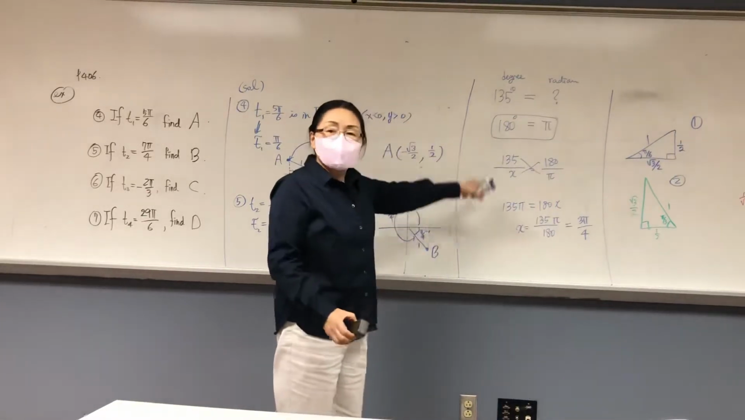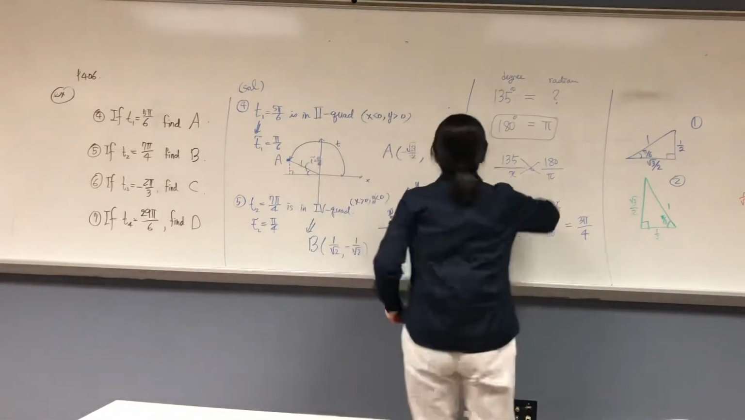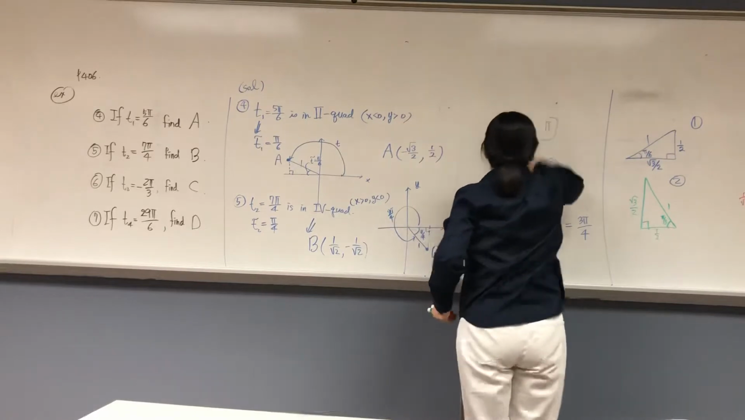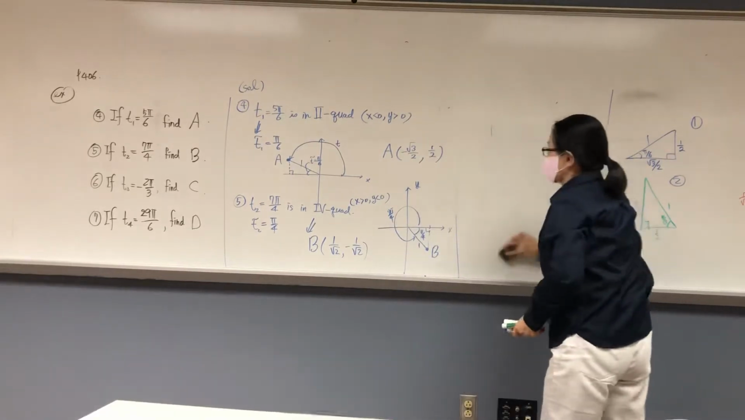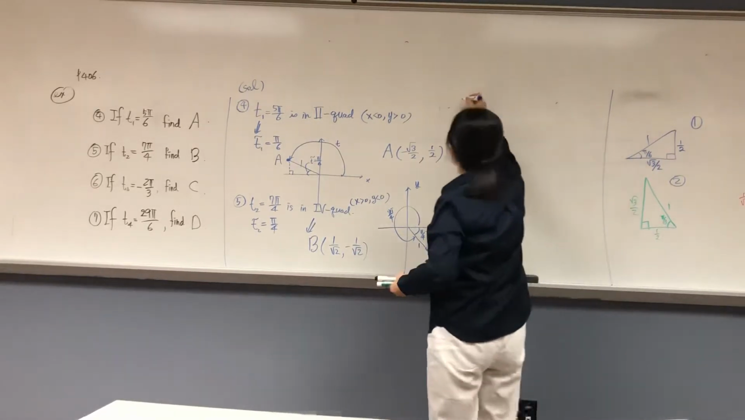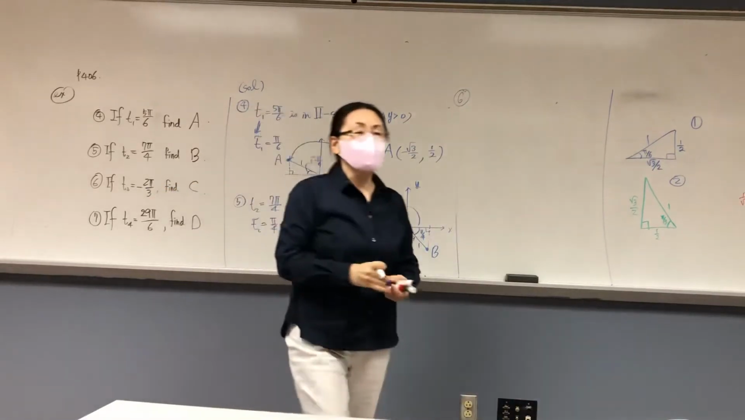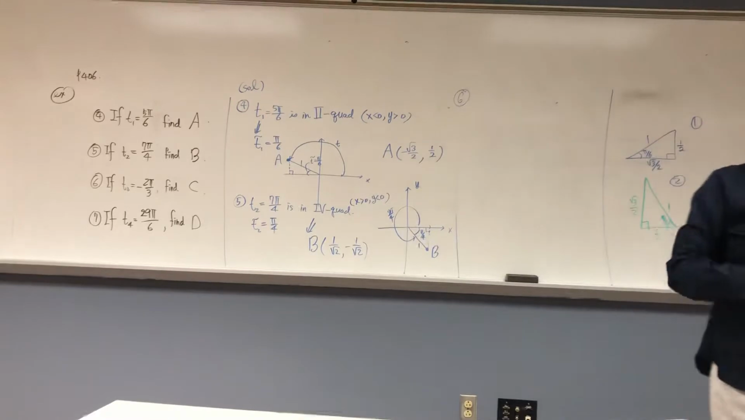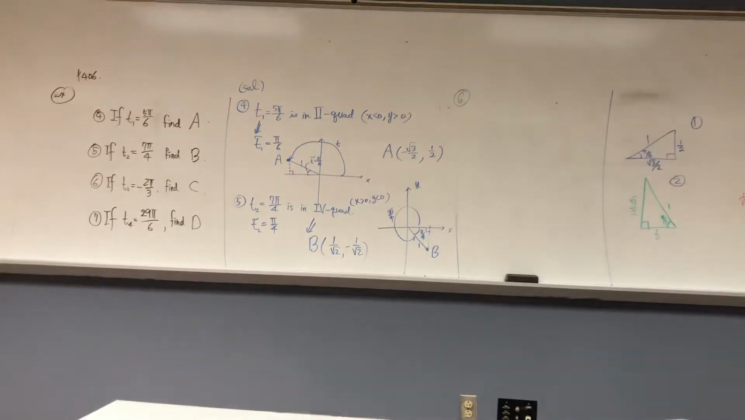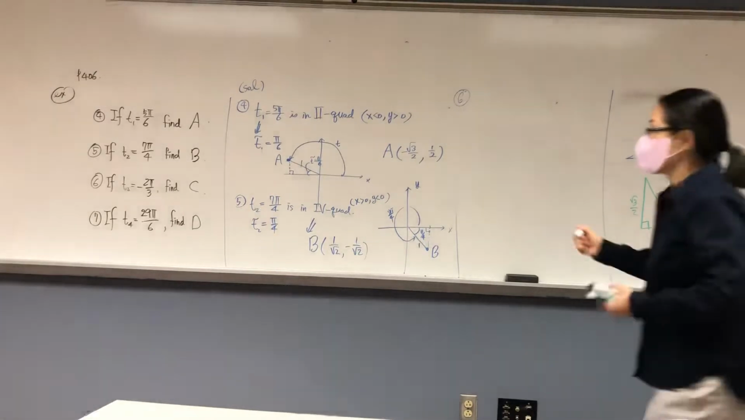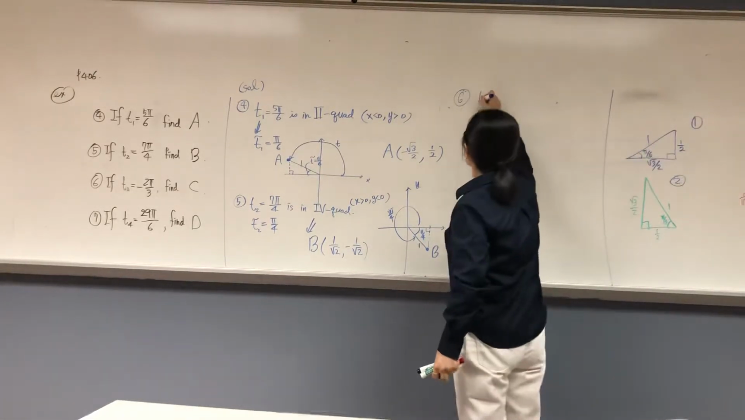Can I erase this part? Okay? How about 6? Negative 2 pi over 3. What does it mean? You go the opposite way, clockwise rotation. And then this angle is in which quadrant? 3. Very good.